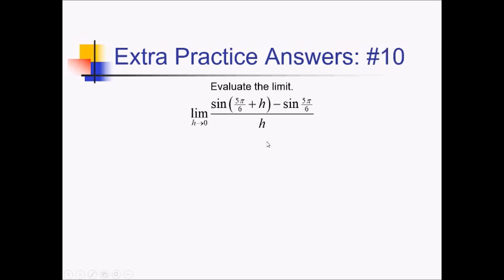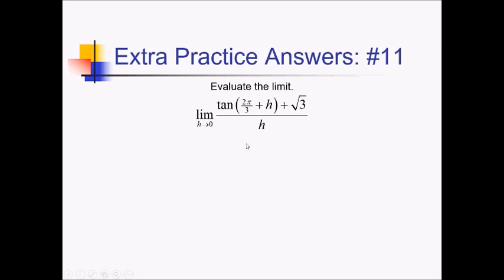On this problem, we're trying to evaluate this limit as h approaches 0. This is the limit form of a derivative. The original function in this case is sine of x, whose derivative is cosine of x. And because we have a 5 pi over 6 instead of just an x plugged in with this h, that tells us that we're plugging 5 pi over 6 into this derivative. So cosine of 5 pi over 6, that's really like 150 degrees. So cosine of that, that would be negative root 3 over 2. And that's our answer.